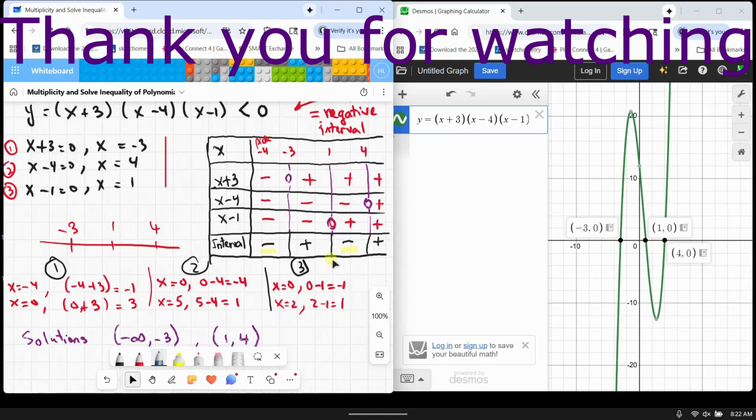So I want to move the screen down a little bit so you can see the entire screen, just in case you need to take your notes.